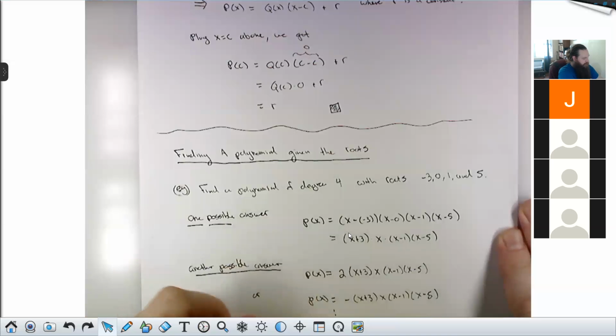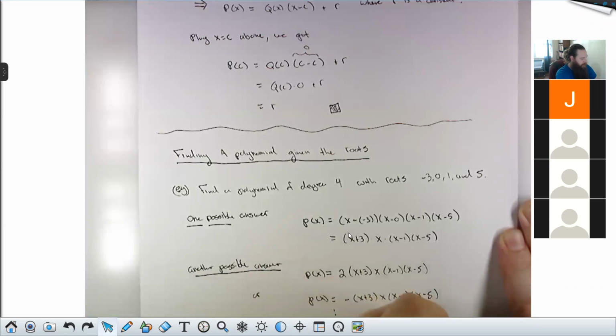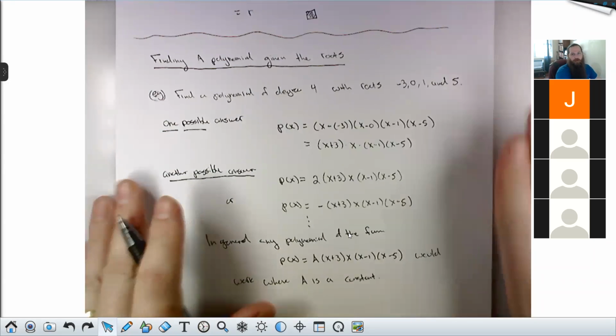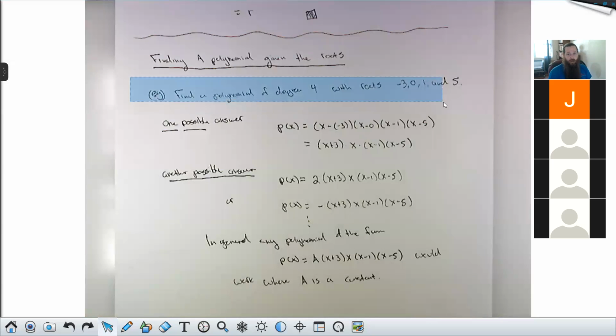In general, any polynomial of the form p of x equals a constant, I'll call it a, times each of these factors, x plus 3 times x minus 1 times x minus 5, would work. Where a is a constant. In other words, the information that you would need to add to this in order to have a unique answer, right? In order for there to be one and only one correct answer, is something that determines the lead coefficient.